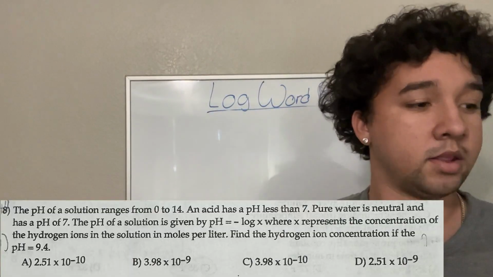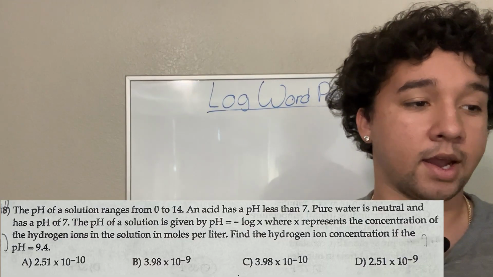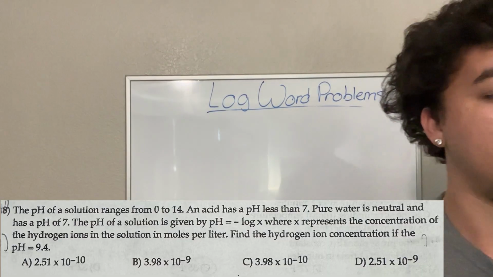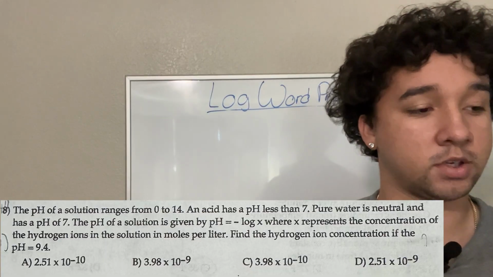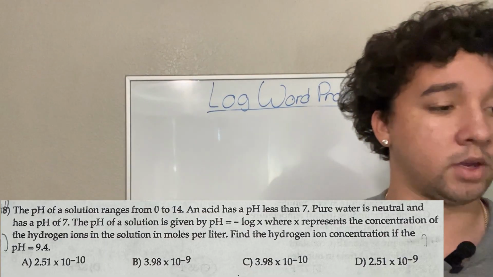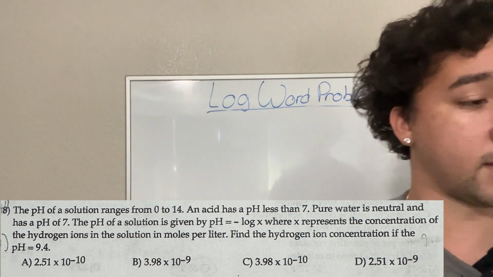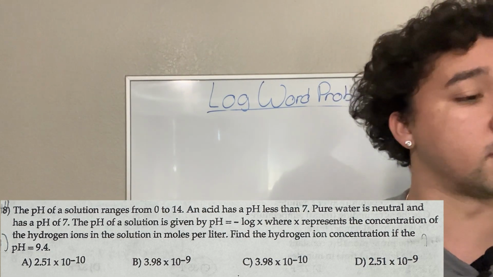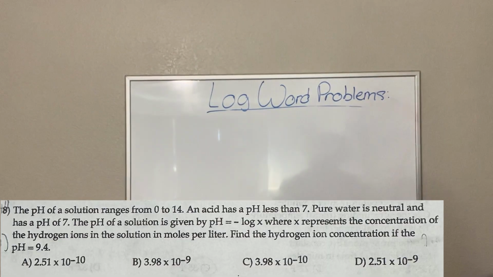All right, the pH of a solution ranges from 0 to 14. An acid has a pH less than 7, pure water is neutral, and has a pH of 7. The pH of a solution is given by pH equals negative log x, where x represents the concentration of hydrogen ions in the solution in moles per liter. Find the hydrogen ion concentration if the pH equals 9.4.